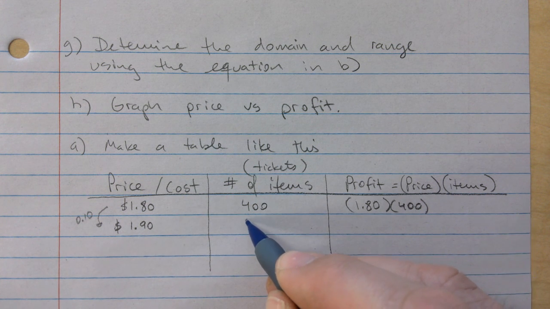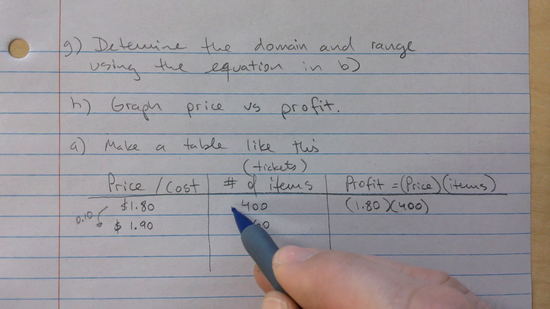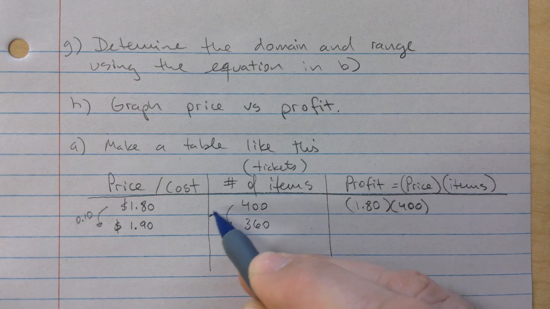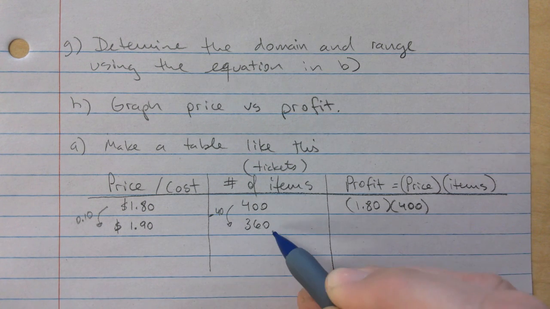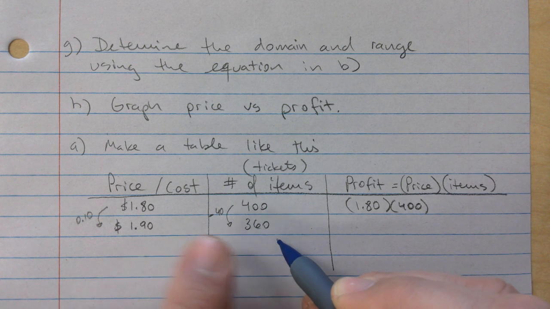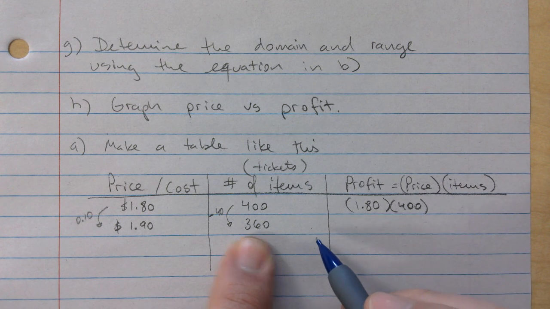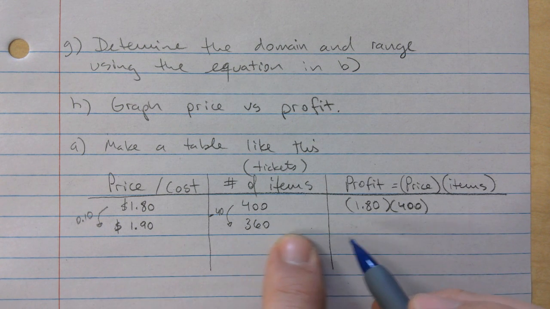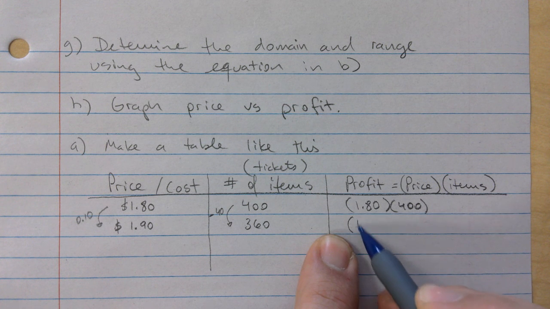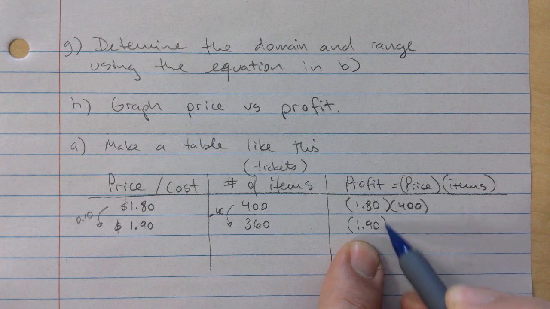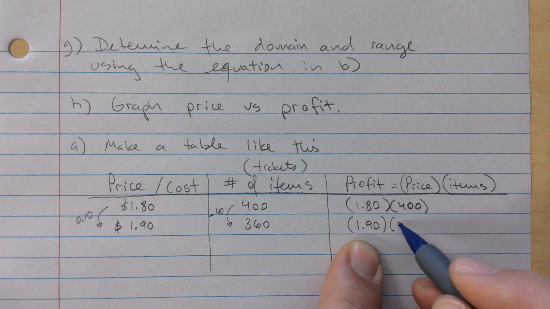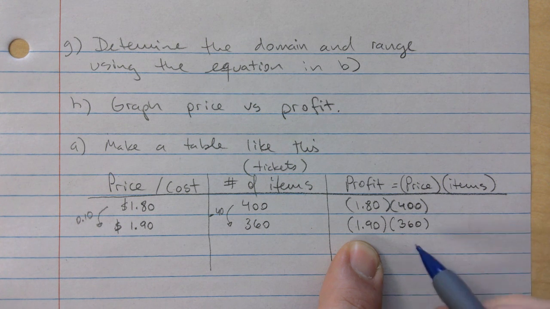So that means that you would end up selling 360. So here we went minus 40. 40 fewer would be sold. So if the price increases, this drops. And so under that circumstance, your profit per ticket or your cost per ticket is 90, and you'd only sell 360 tickets.